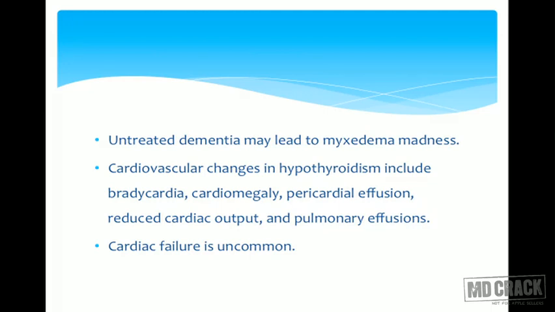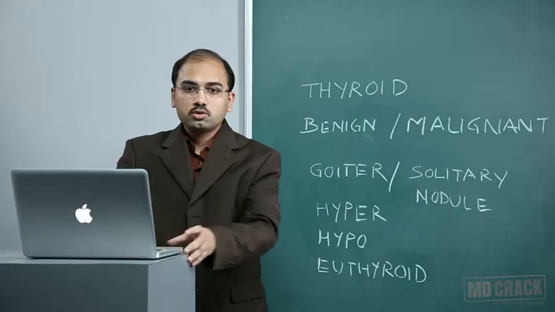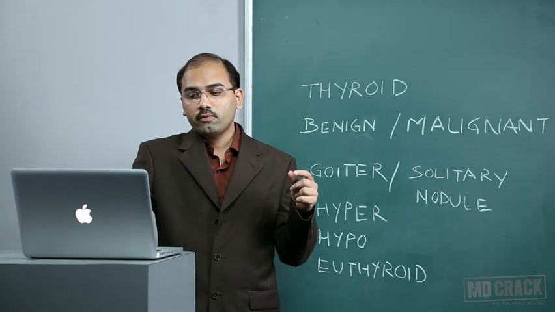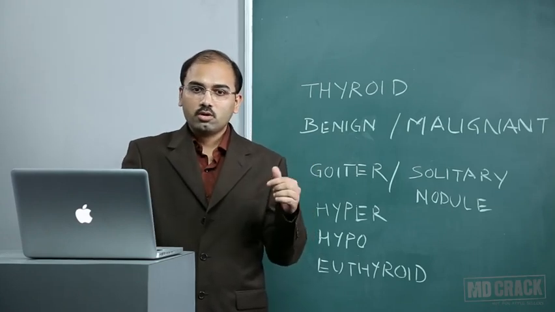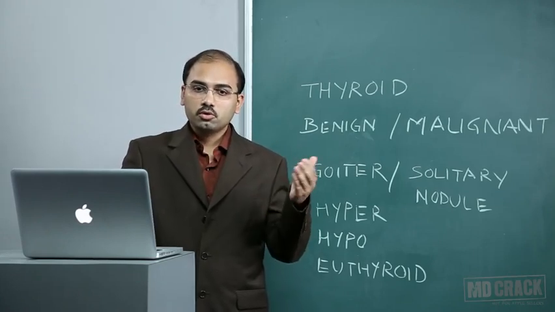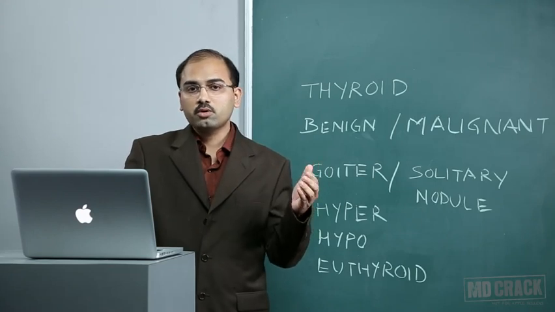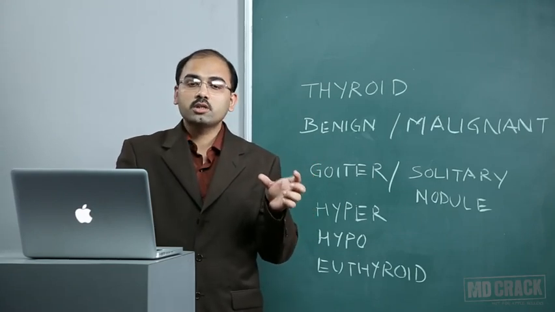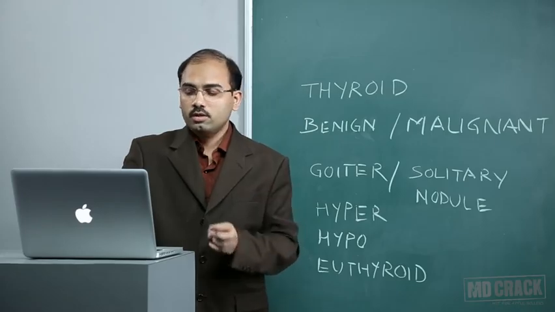Cardiovascular changes in hypothyroidism include bradycardia, cardiomegaly, pericardial effusion, reduced cardiac output and pleural effusions. But cardiac failure is uncommon. So you may be asked a question: cardiac failure is uncommon in, or cardiac failure is common in. So you may be given hypothyroidism as a cause. So hypothyroidism is not necessarily seen with cardiac failure.